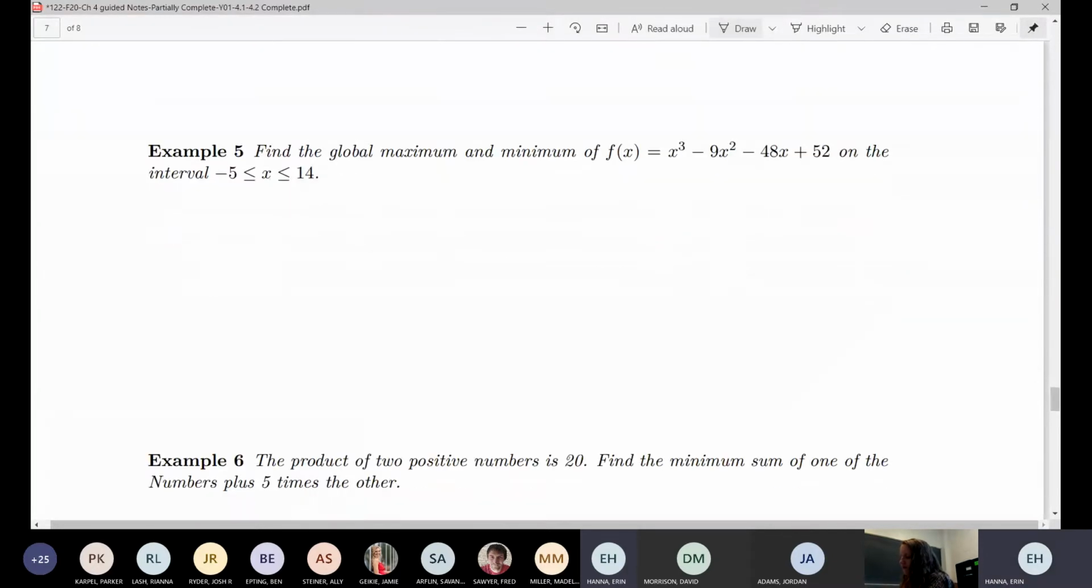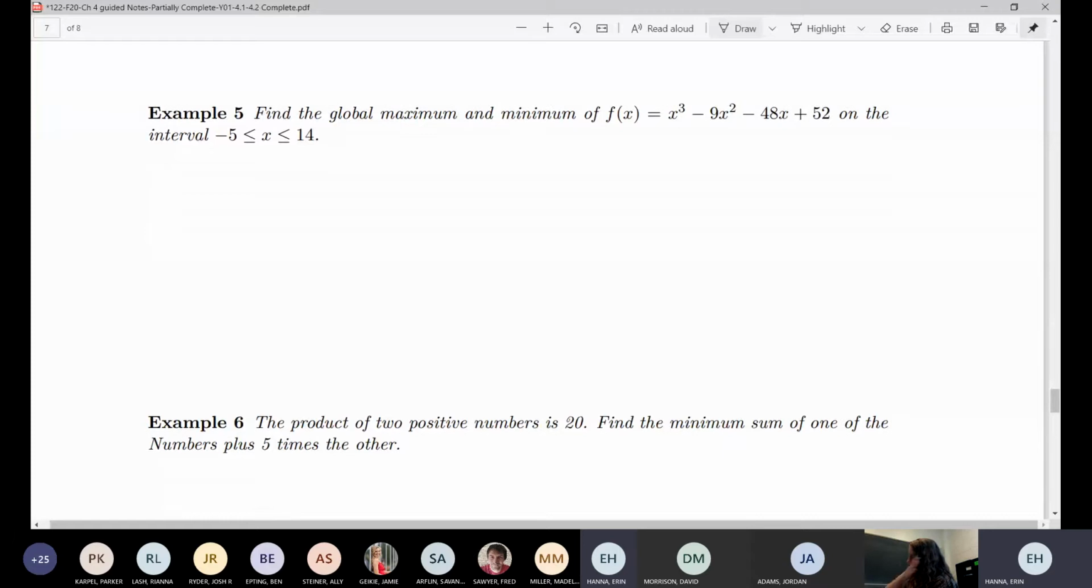So we've got: find the global maximum and minimum of that function on the interval -5 to 14. Excuse me. So global max and min starts out very similar to local max and min. We have to find the critical points. We have to find the derivative, set it equal to 0. So what's our derivative? We've got 3x squared minus 18x minus 48.